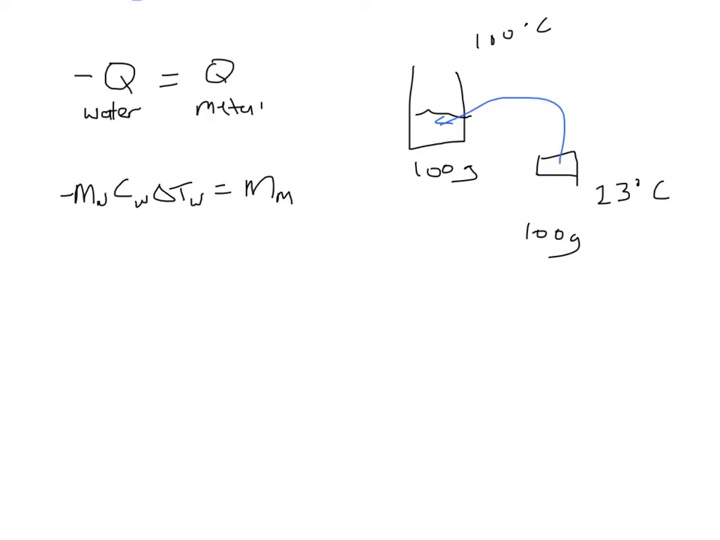Okay, mass of the metal times C of the metal times the delta T of the metal. Doesn't that make sense? Those are all W. All right, so MC delta T of the water equals MC delta T of the metal. Right?